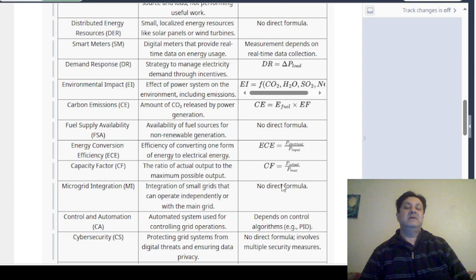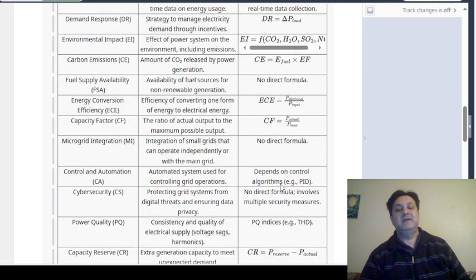And nowadays, different countries are following the climate change principles and trying to reduce carbon emissions. Then the fuel supply, the availability of fuel sources for non-renewable generation. So that is like the wind or solar, or if it's from the oceanic waves. So we have to make sure what our source is, how far it is, how reliable it is. So this is very important.